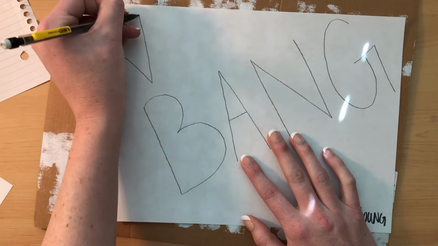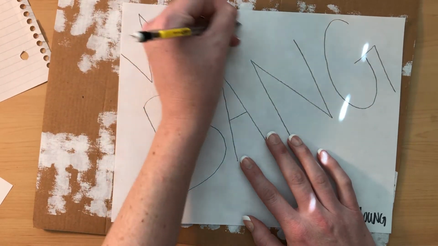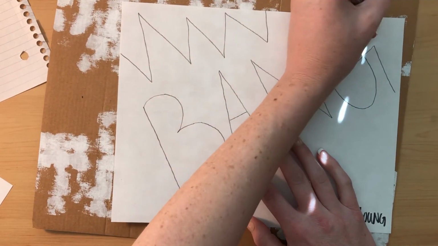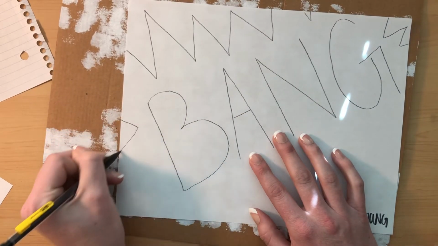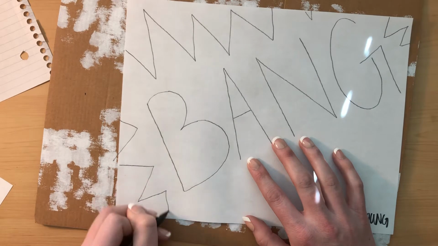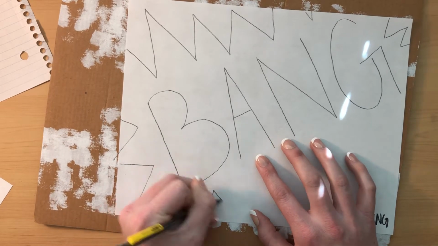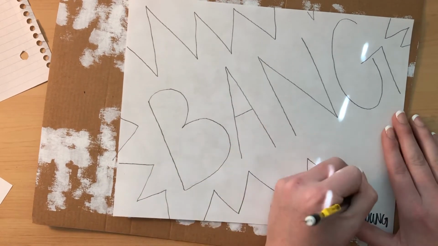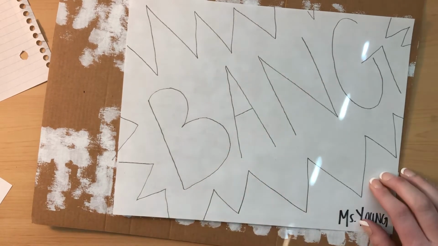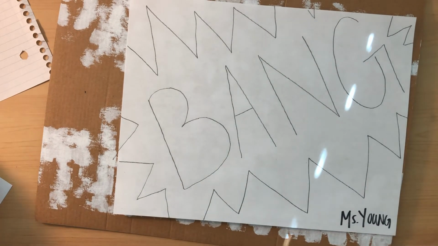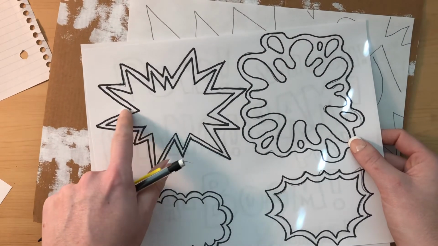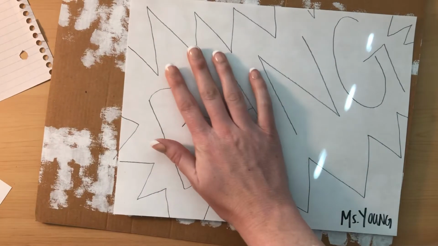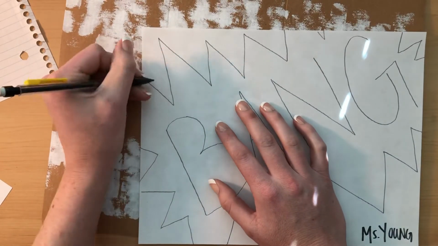And I'm just going to draw these big triangles, big zigzag spikies around the whole thing. Going around the whole word with big zigzag lines, just like that. Alrighty, and then you'll notice that I like to add a little bit extra. I like to do 2 lines instead of just 1. So I'm going to go around the outside.